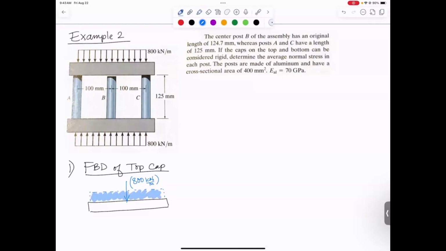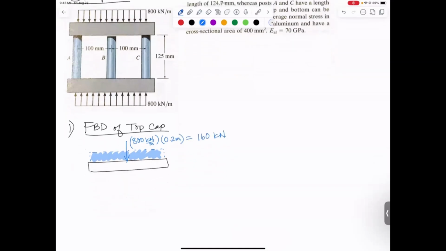So the magnitude of this load is 800 kilonewtons per meter. And how wide is that? Well, in the picture, I've got 100 millimeters and another 100 millimeters. So it'd be 200 millimeters, but in meters, that's 0.2 meters. Multiplying that out, I get 160 kilonewtons. So that's the downward load applied to that top cap.